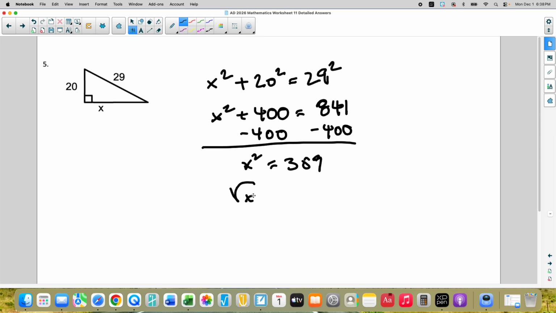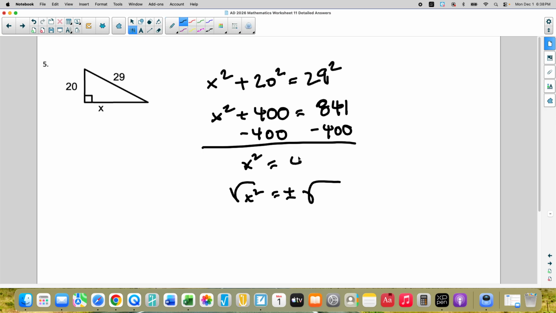359, the square root of x squared, plus or minus the square root of 359 minus 400. What? 841. Oh, whoops. I can borrow. I didn't need to borrow. Sorry. Mr. Mac did some bad math there. Really bad math. 441, which is a perfect square.